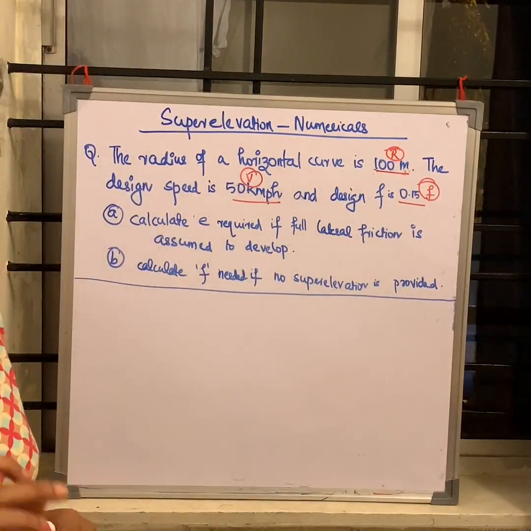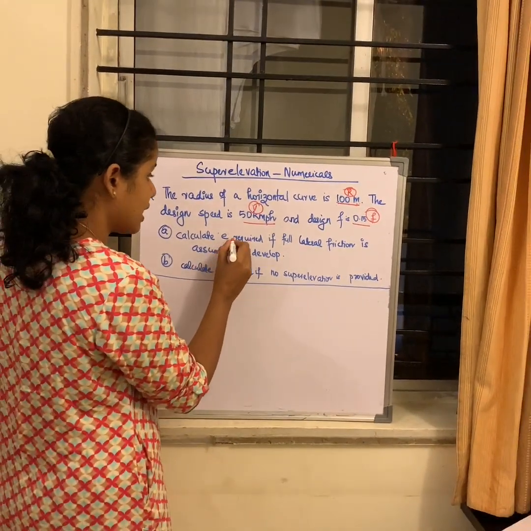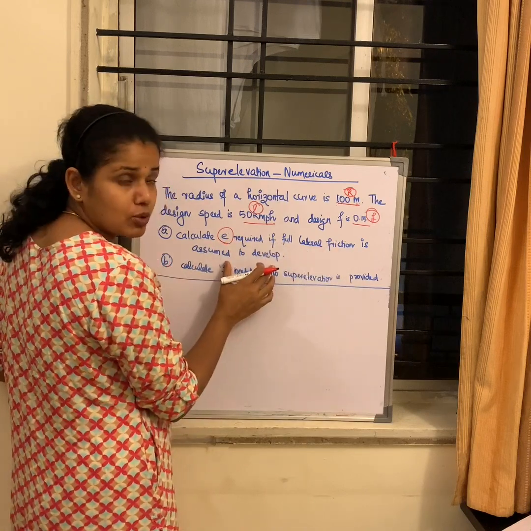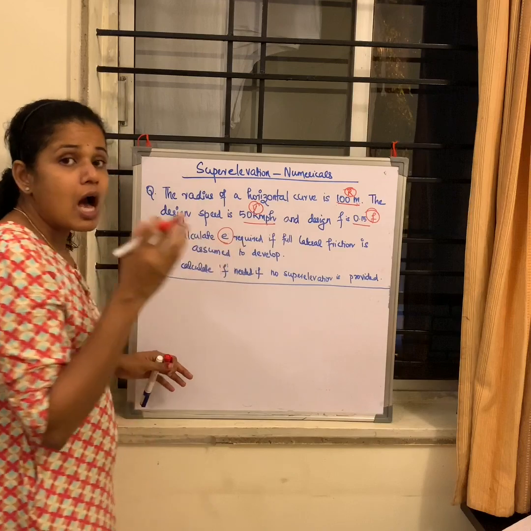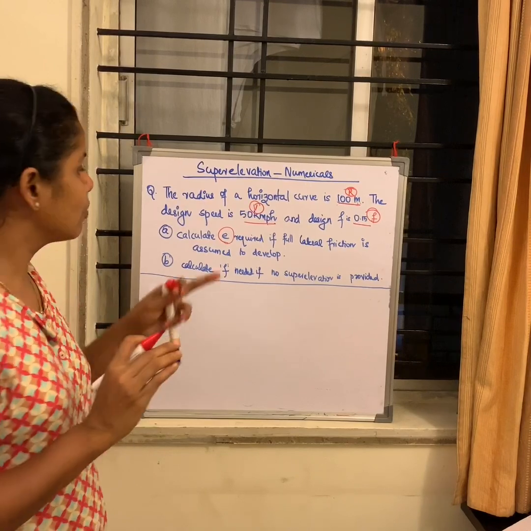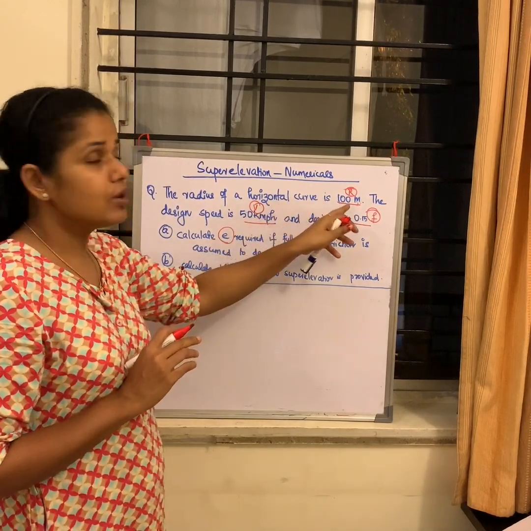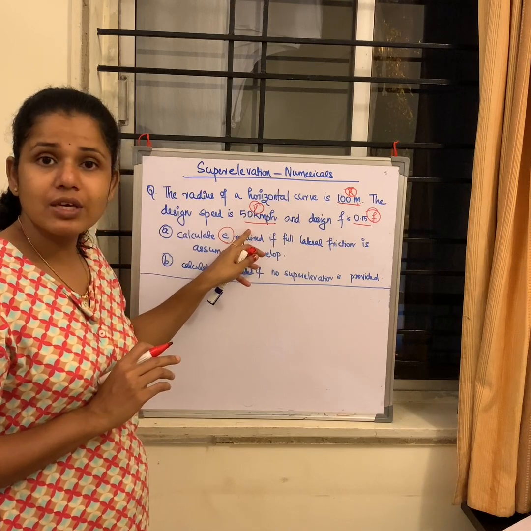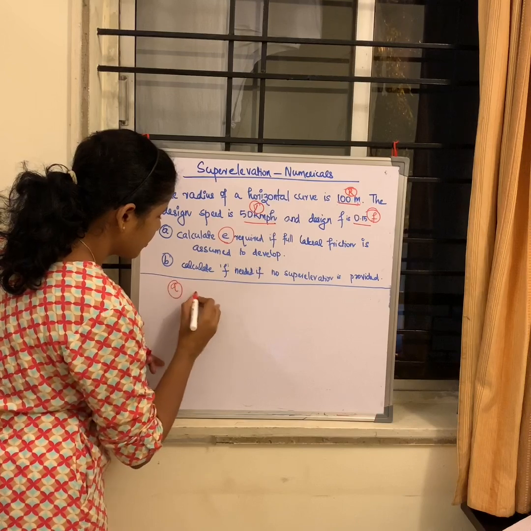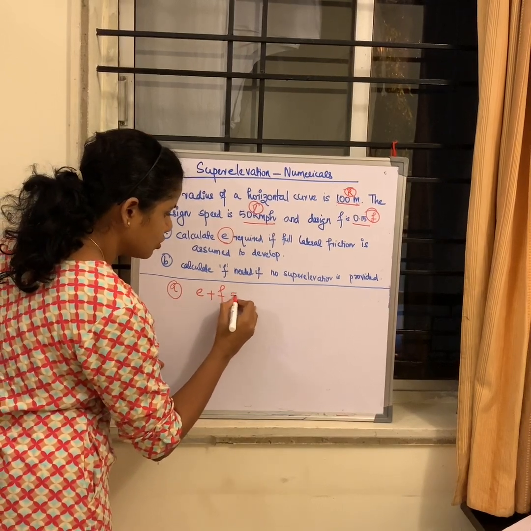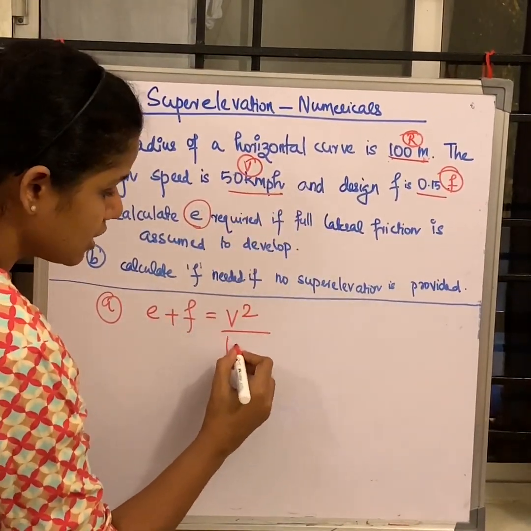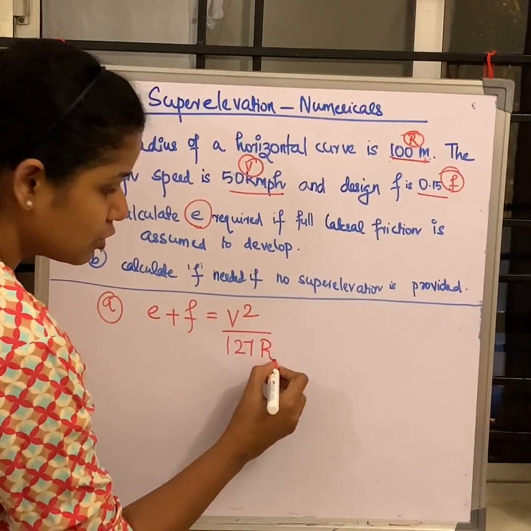The first part is to calculate super elevation, e, if full lateral friction is assumed to develop. The design value is 0.15. Assuming the full value of friction develops, calculate the super elevation required for a radius R and a design speed V. So what is the equation we have? The equation is e plus f is equal to V square by gR. Since V is given in kilometer per hour, I am going to write V square divided by 127 R.